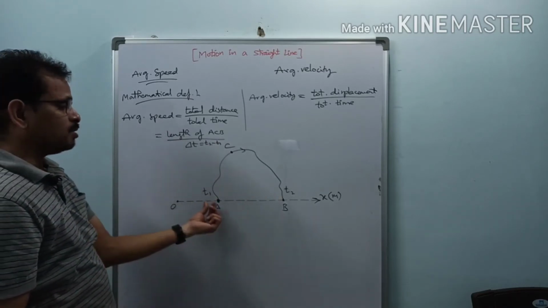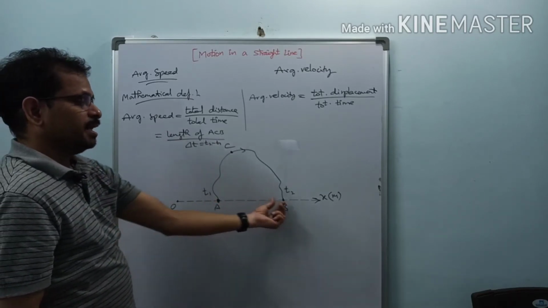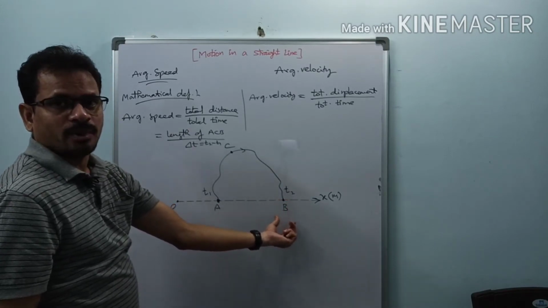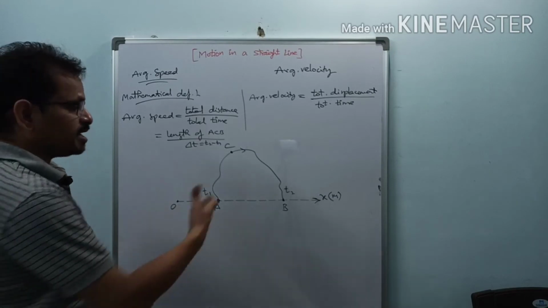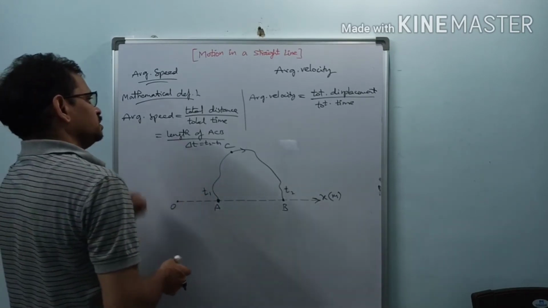Suppose at 10 o'clock the particle starts at A and by 10:30 it reaches point B. Then what is the time interval here? Half an hour, 30 minutes. 10:30 minus 10, final time minus initial time. Okay, so this is the case.